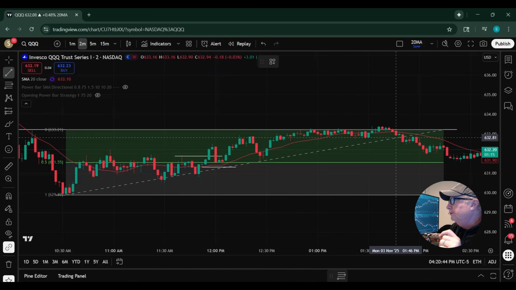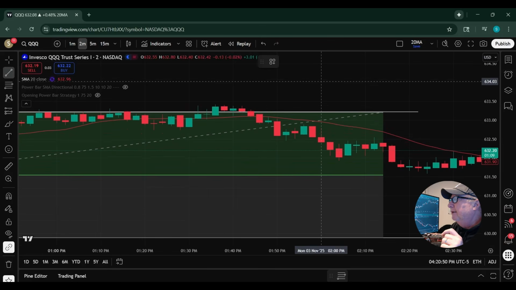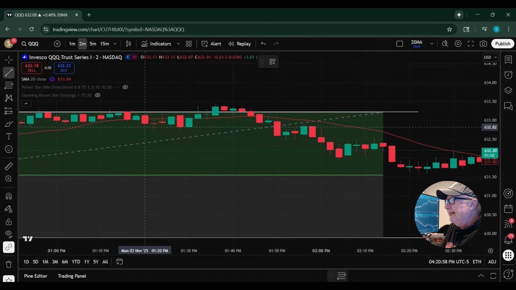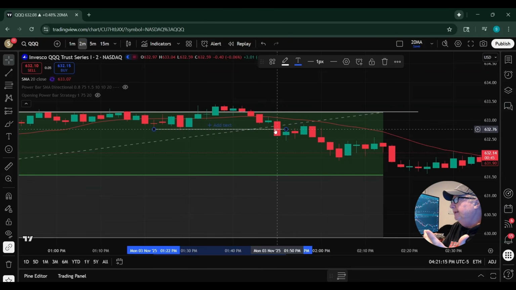This is a short trade. You get a power bar. I'm going to zoom in so you can see it a little better. You get a power bar here that takes out support to the left. And look at where this power bar forms, right? It forms at the 20, which is what I'm looking for, but it's also in the top of the range where I want to be shorting. And this actually turned into a pretty decent trade.